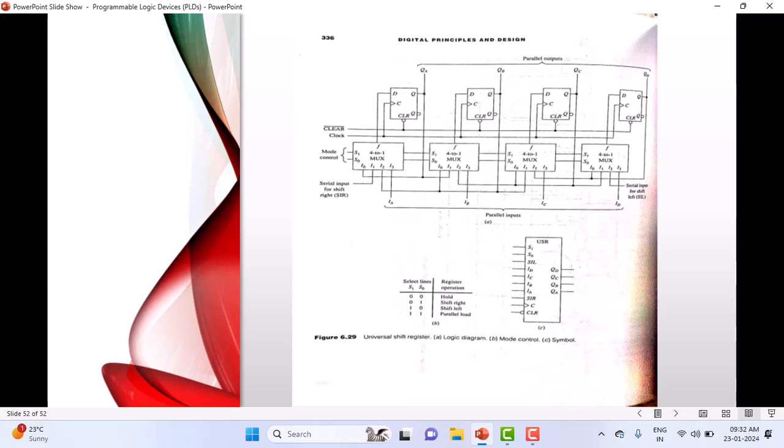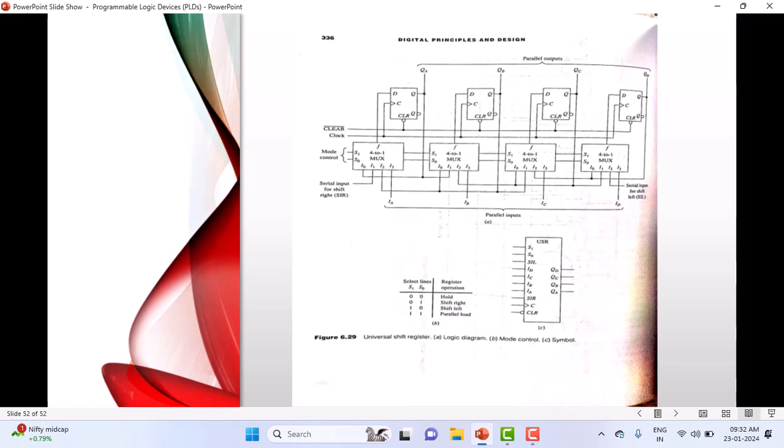I suggest you explore this, because in the textbook the operation has been simplified by writing this truth table here. The author says it's an explanation for this entire logic diagram. Just look at this truth table. Though it looks very small, look at S1 and S0. What are S1 and S0 in the logic diagram? They are the selection lines, right? They are the mode control for the shift register.